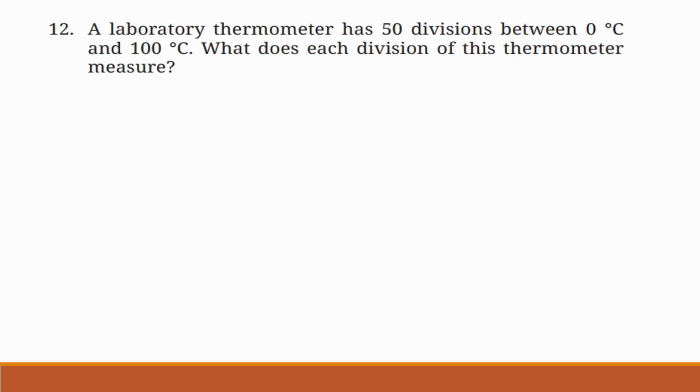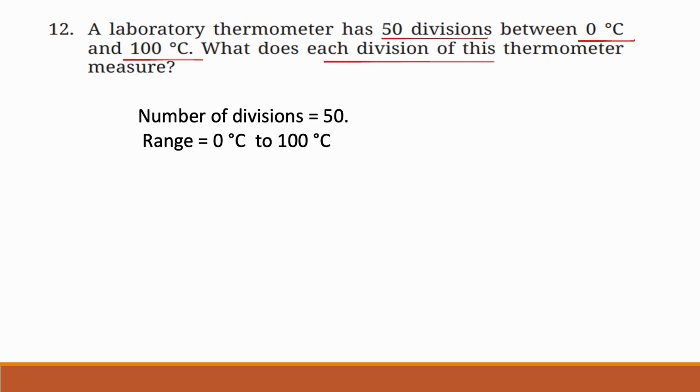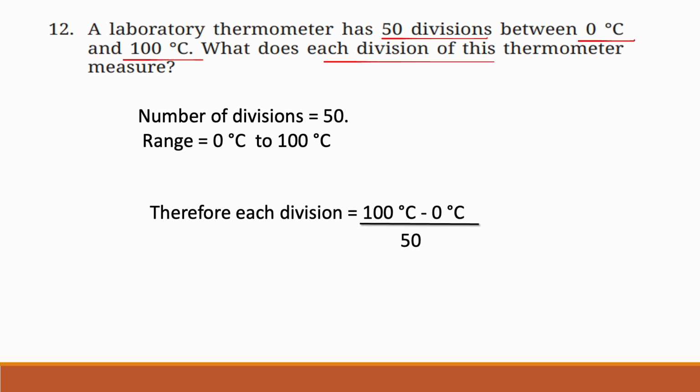A laboratory thermometer has 50 divisions between 0 degrees Celsius and 100 degrees Celsius. What does each division of this thermometer measure? Number of divisions is 50. Range is 0 degrees Celsius to 100 degrees Celsius. Therefore, each division is equal to 100 degrees Celsius minus 0 degrees Celsius divided by number of divisions, that is 50. So, you will get 2 degrees Celsius. So, each division is 2 degrees Celsius.